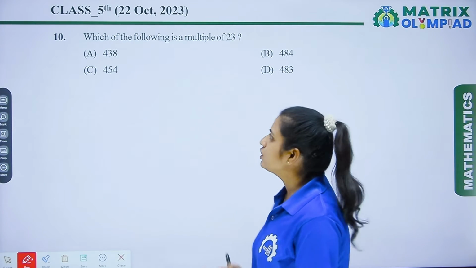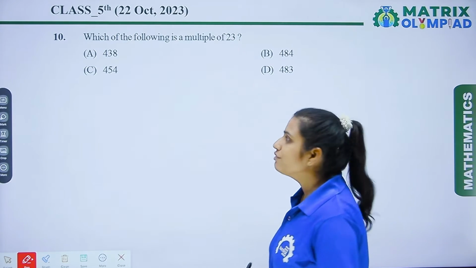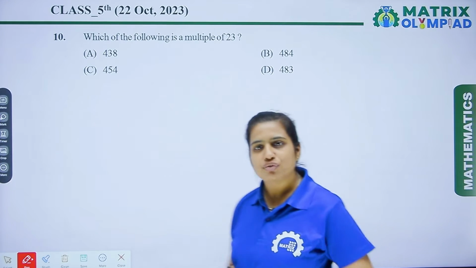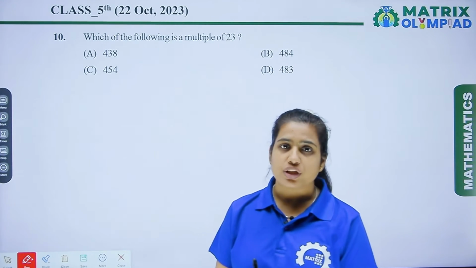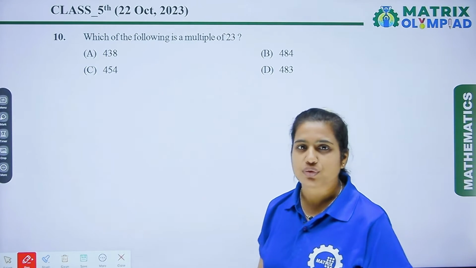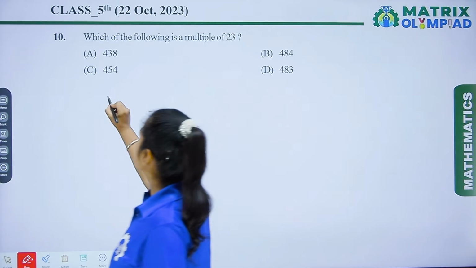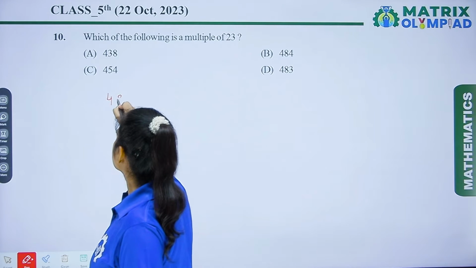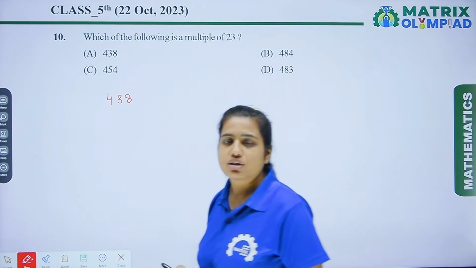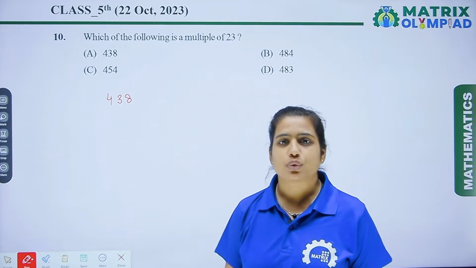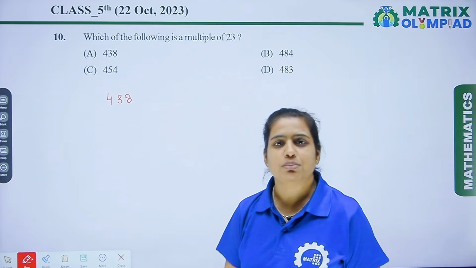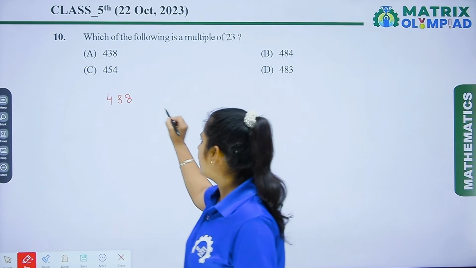Now the next question is question number 10. Which of the following is a multiple of 23? We have to find out the multiple of 23. So here we are using divisibility rule of 23, which states that first option is 438. So according to divisibility rule, we are going to check whether this 438 is divisible by 23 or not. So let's check.